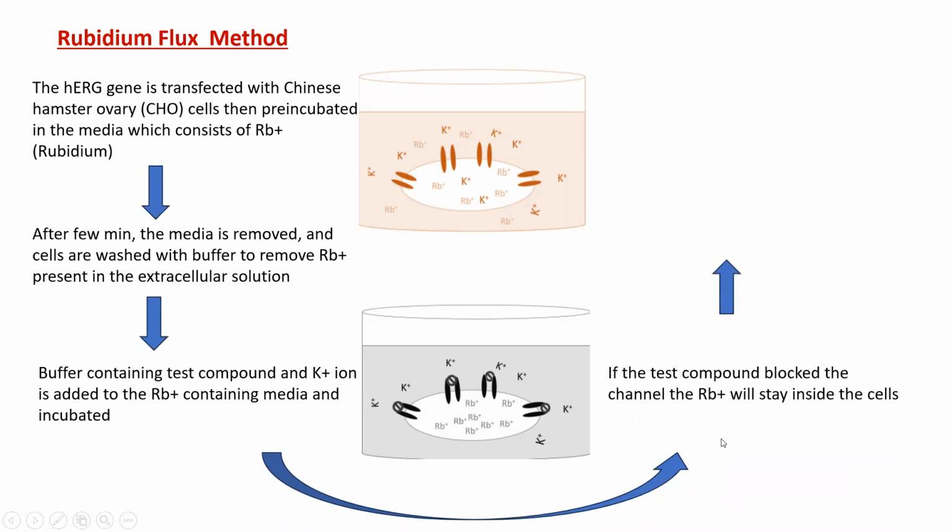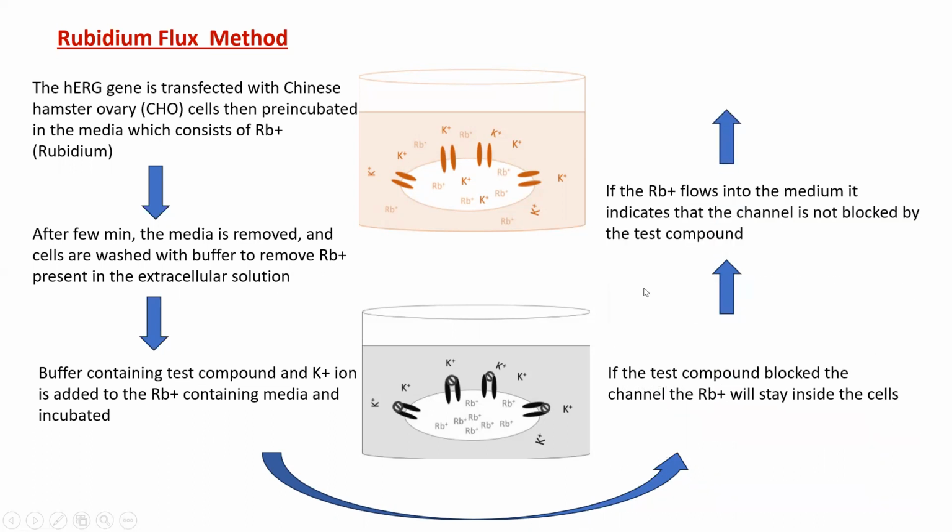So here, if the test compound blocks the channel, all the rubidium ion will stay inside the cell. And if the rubidium flows into the medium, it indicates the channel is not blocked by the test compound. If it is blocked, then rubidium will stay inside the cell. And if the rubidium is moving out, it indicates that the compound has not blocked the channel. Then the rubidium concentration is measured by either scintillation or atomic absorption spectroscopy.